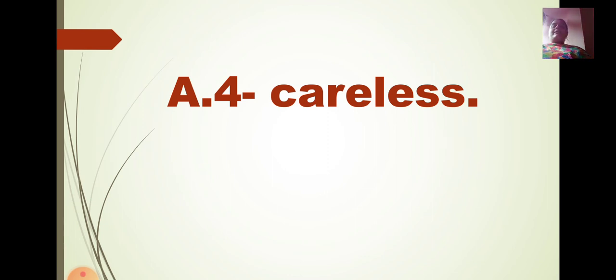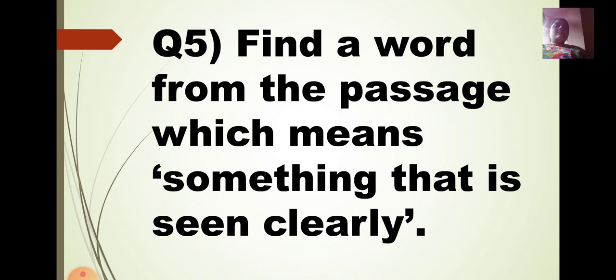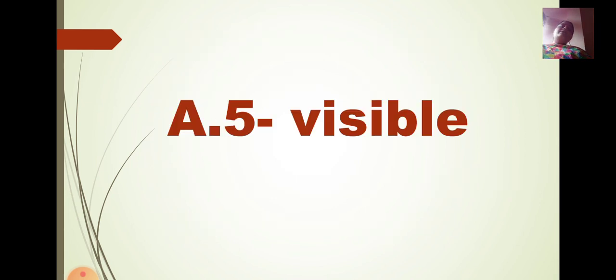Okay, now look at the last question. Find a word from the passage which means something that is seen clearly. See, when you are standing far away, or when you are standing near and you can see something very clearly, that is known as... One word. So find one word from the passage which means something that is seen clearly, and that word is visible. So you can see that thing easily, so that is visible to your eyes. Yes or no? So the word is visible.